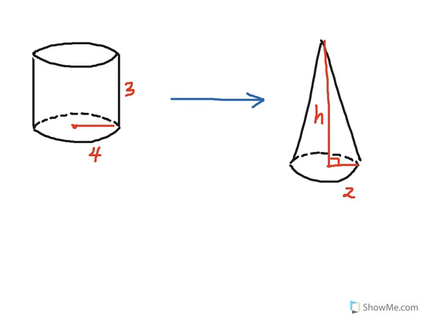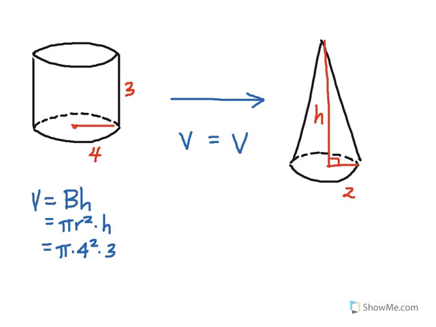So anyway, this is basically a case where I'm going to set the volume of the cylinder equal to the volume of the cone. And the volume of the cylinder is known. For the cylinder, the volume is going to be the base area times the height, which is pi times the radius squared times the height, which in this case is pi times 4 squared times 3, or 16 times 3, 48 pi cubic units.